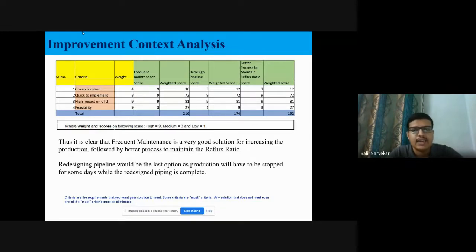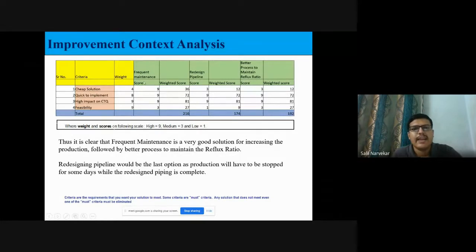There are some criteria which are must criteria. For example, feasibility may be a must criteria, because if a solution is not feasible, there's no point in implementing it, right? So any solution which does not meet even one of the must criteria has to be eliminated. The criteria which we highlighted here were cheap solution, quick to implement, high impact on CTQ, which is critical to quality, like the production rate which you want, and feasibility. For each of these, some dummy weights were assigned.